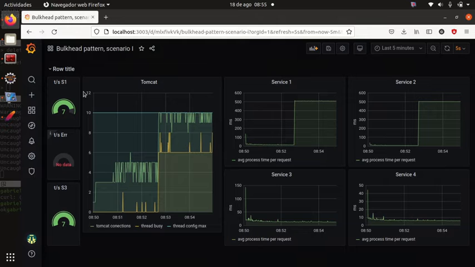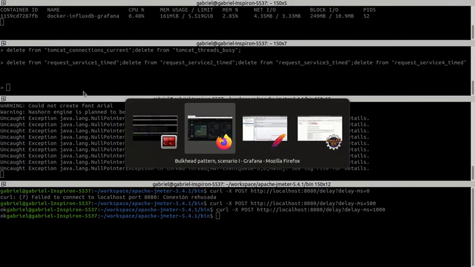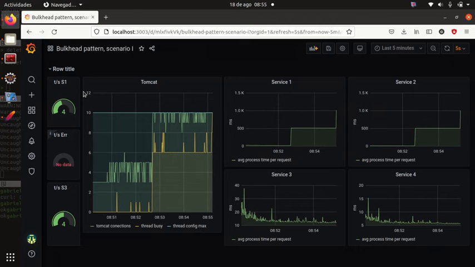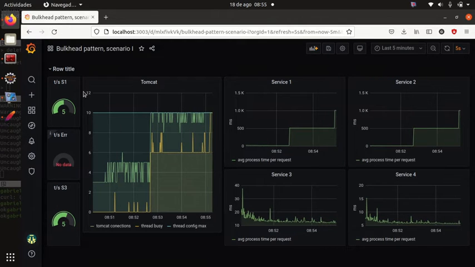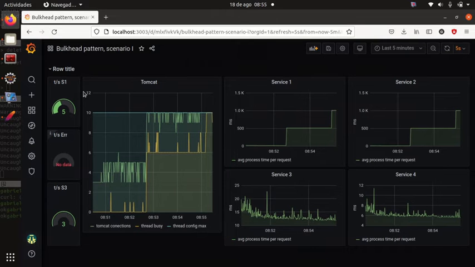Okay, now let's put more water on our ship and let's try to sink it. Now, okay, service 2 and service 1 are affected by the problem on service 2, but the important thing here is that our server is going to collapse, I think.